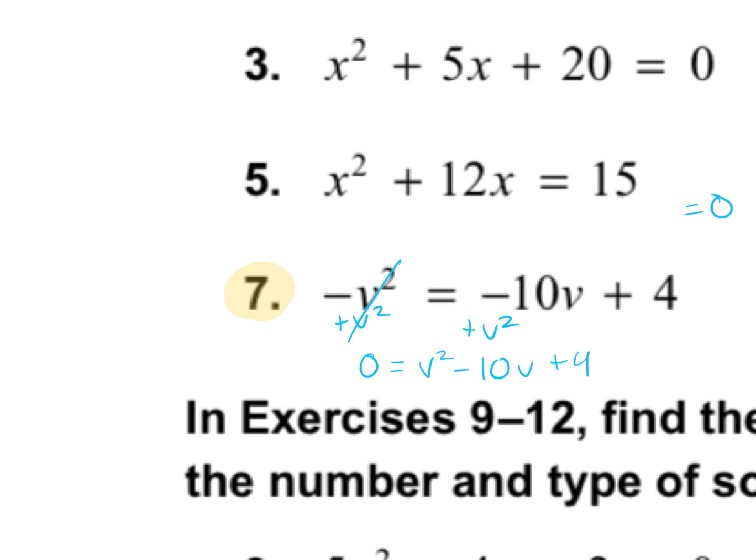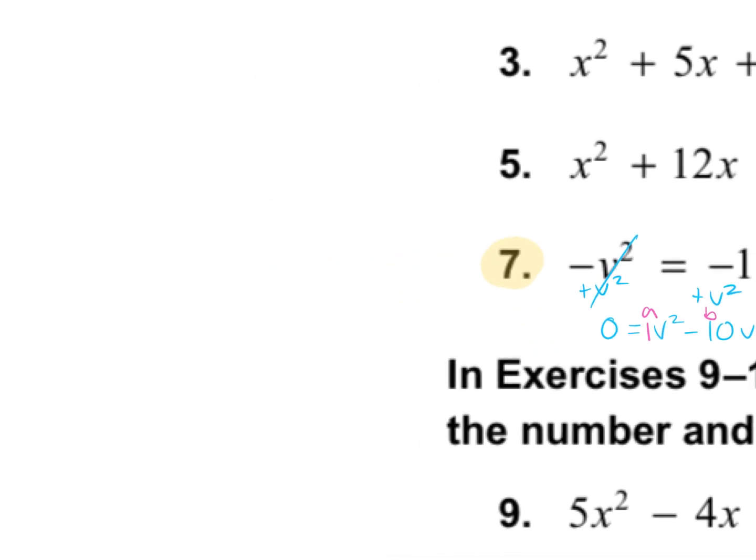Now let's label our A, B, and C. What's our A? 1 squared. 1. Remember, it's the number in front, and if we don't have a coefficient in front, it would be 1. What's our B? Negative 10. And C? 4. So let's plug it in.